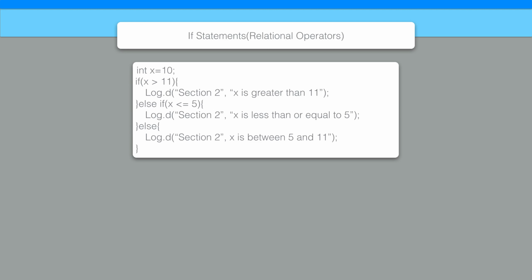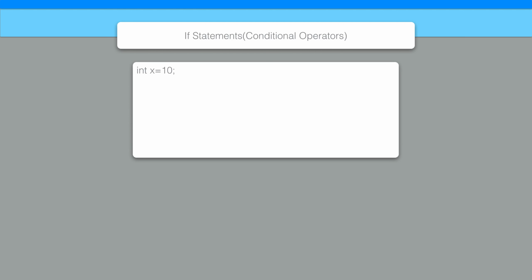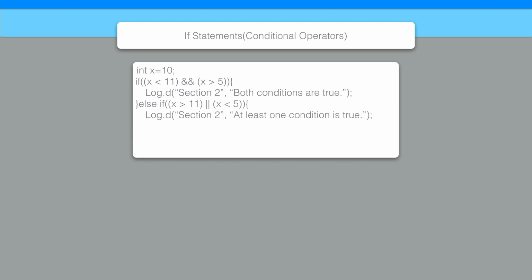Let's take a look at if statements with conditional operators. Again, let's define int x equals 10. And let's say if x is less than 11 && x is greater than 5, let's log both conditions are true. Else if x is greater than 11 || x is less than 5, let's log at least one condition is true. Else, let's log neither if statement is true.